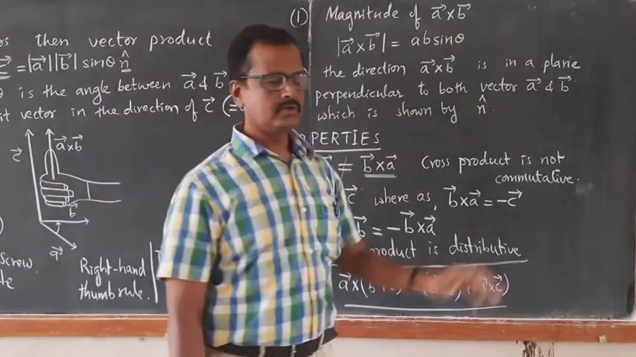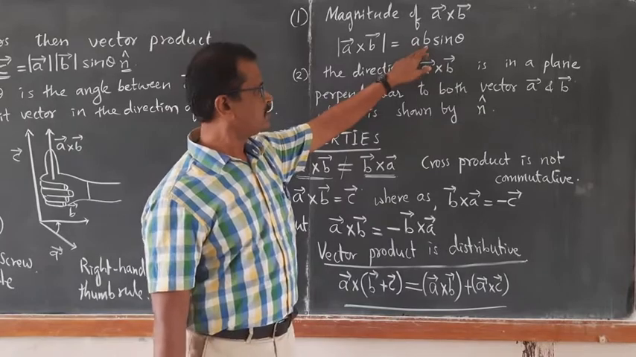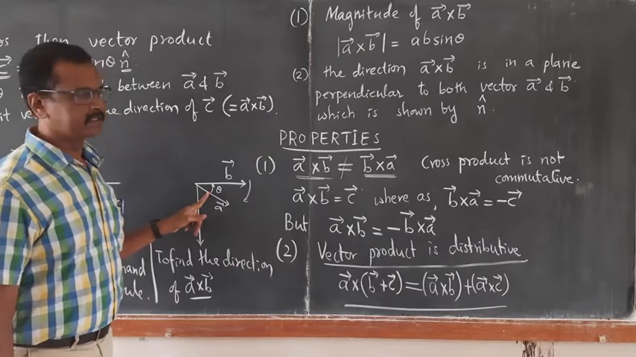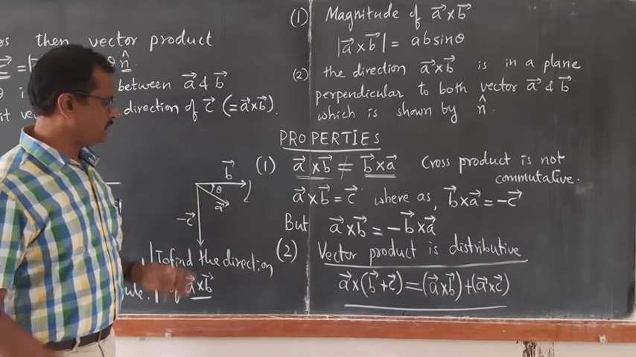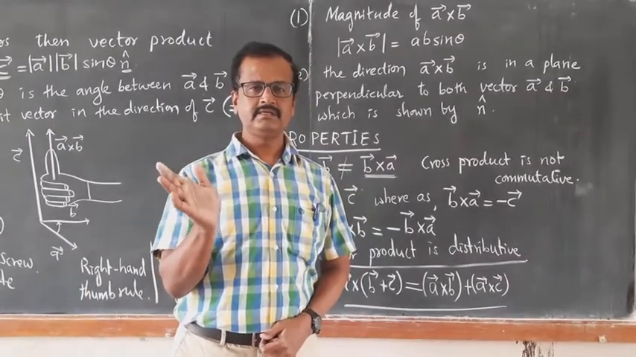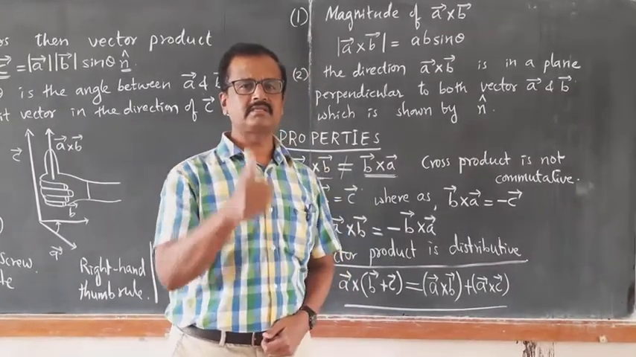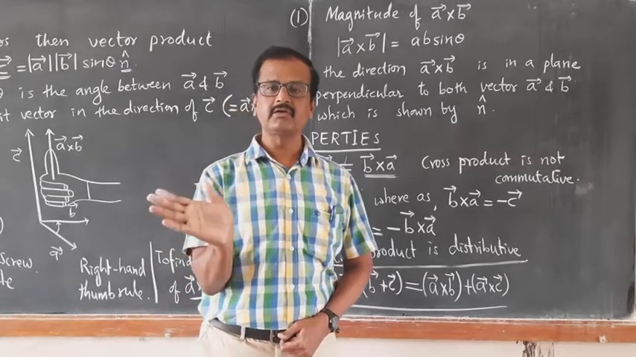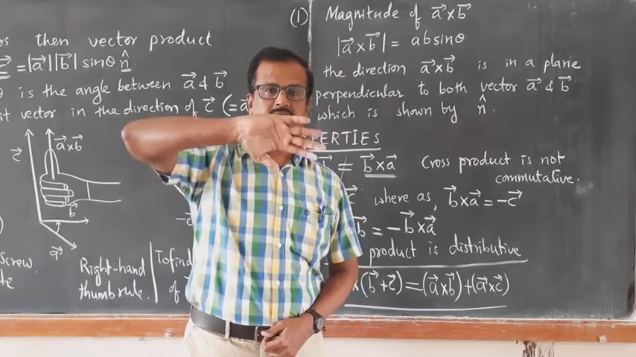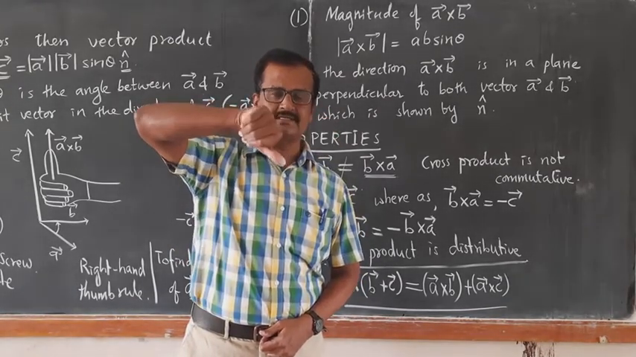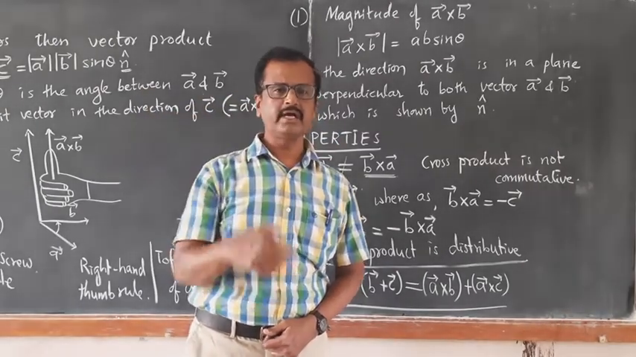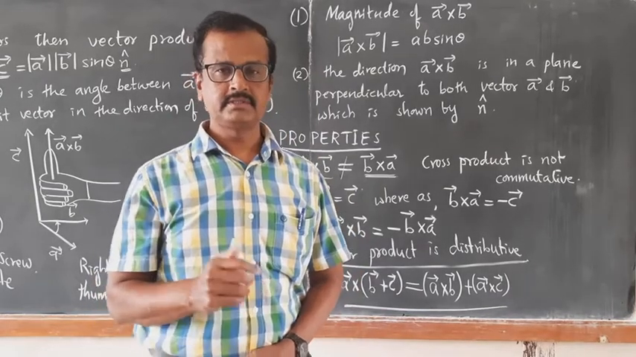Because it depends not only on the magnitudes of the vectors, it also depends on the sign of the angle between the two vectors. If you rotate the vectors in the anti-clockwise sense, then the thumb goes up, and that gives you a positive result. When you rotate the vectors in the clockwise sense, then the thumb goes down. So that gives you a negative product. I think you got it.